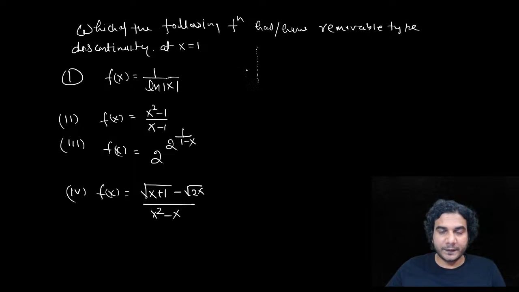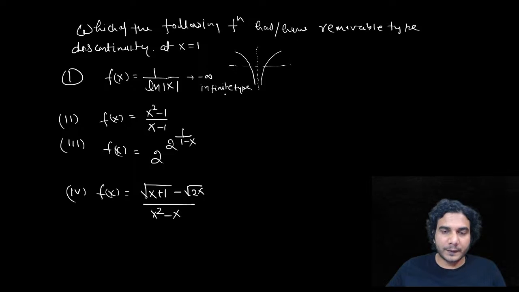So first has infinite type, right? First, ln of mod of x, we know that, like this. So in the first, it is approaching minus infinity, right? Left hand and right hand, both sides. So the limit is minus infinity. Whenever the limit is minus infinity on the left or right, it is infinite type.